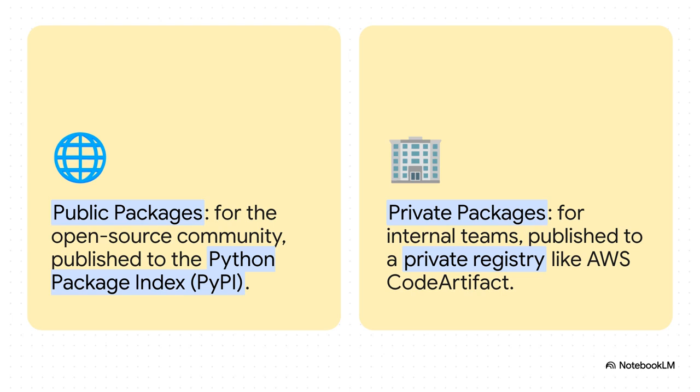Now what? The decision really just comes down to your audience. If you've built an awesome open source tool that you want to share with the world, you're going to publish it to the public Python package index, which you probably know as PyPI. But if this is proprietary code for your company, you'll use a private registry, something like AWS Code Artifact or GCP Artifact Registry. That way, your code stays secure and is only accessible to your internal teams.